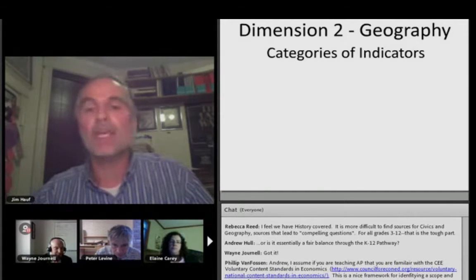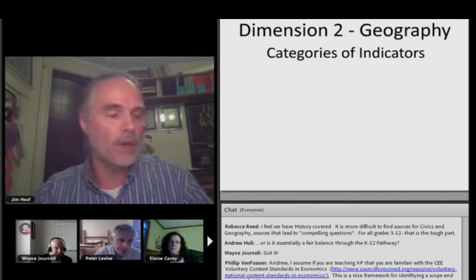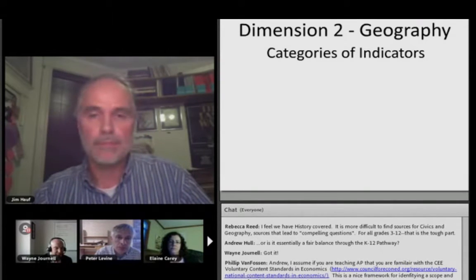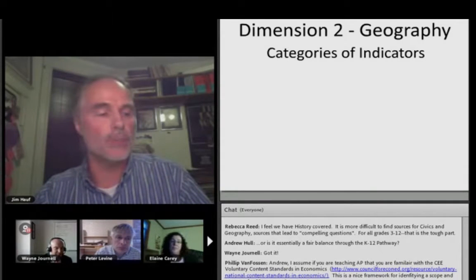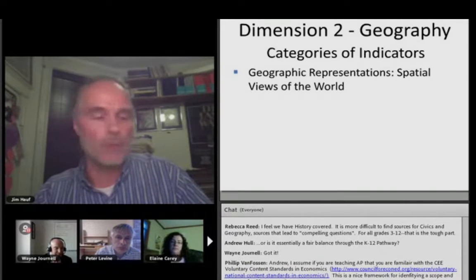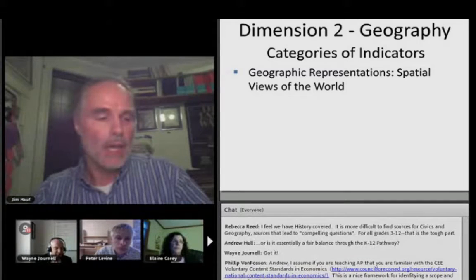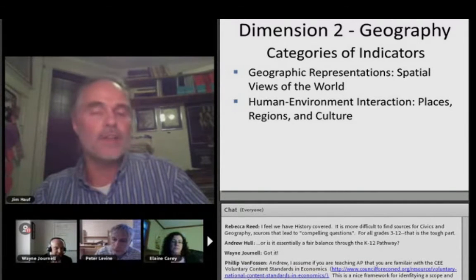Now, I'm going to try and do a little bit of what Philip did here and look at some of the different pathways or subcategories in Dimension 2 on geography, and try and think about how those relate to the two perspectives of geography that we just looked at. So first of all, we have geographic representation, spatial views of the world. The spatial perspective obviously is central here.